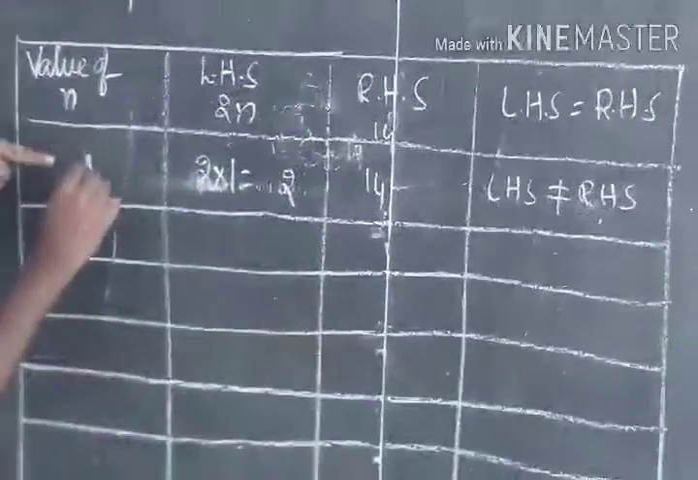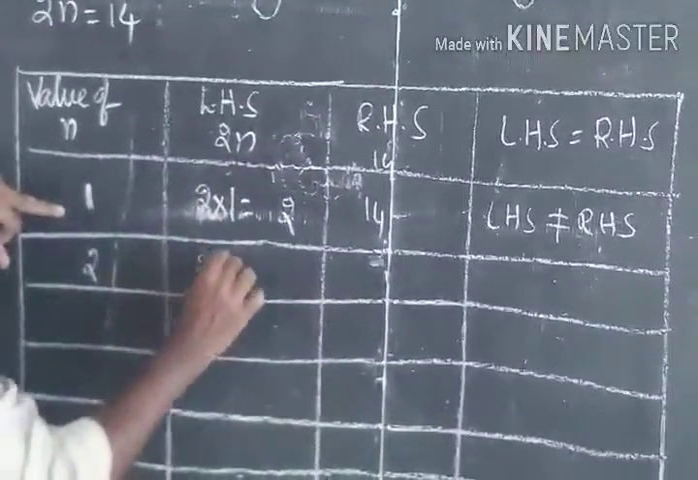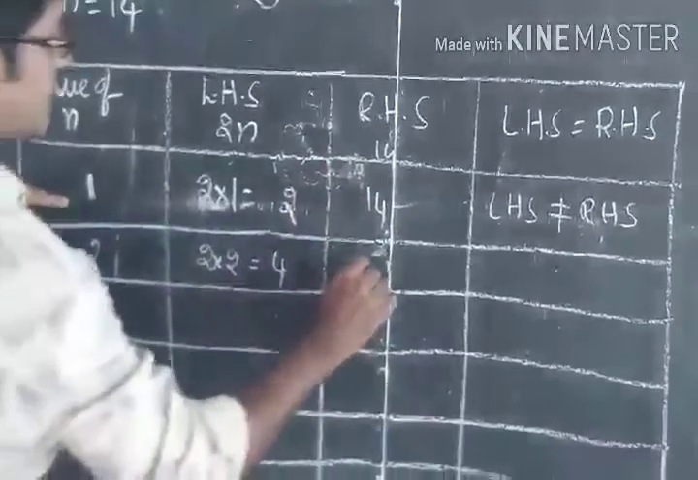Next, take n is equal to 2. In place of n, what should you write? 2. 2 into 2 is equal to 4. RHS, how much is there?